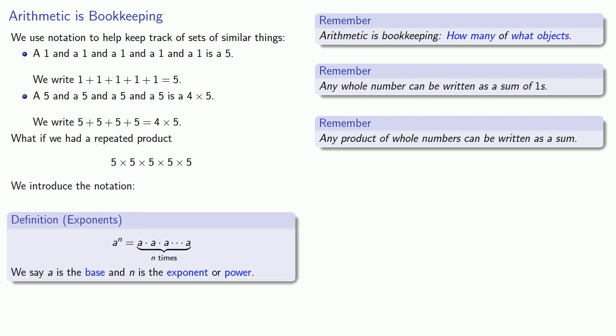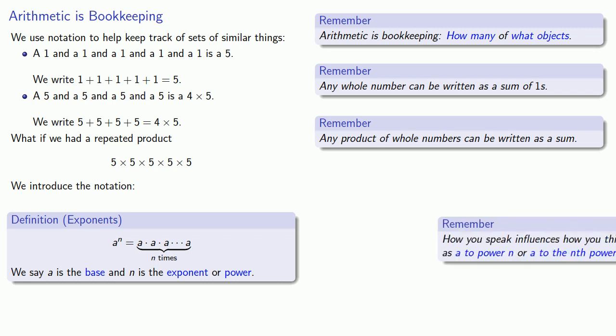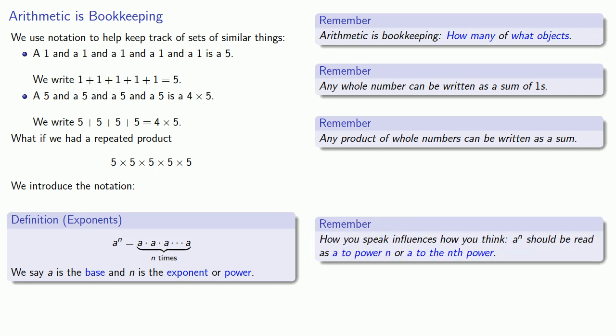If I have a repeated product, I can write this in exponential notation. A to the power n is the product of n a's. We say a, the thing that I'm multiplying together, is the base, and n, the number of times the factor appears, is the exponent or the power. And again, it's useful to remember how you speak influences how you think. This should be read as a to the power n or a to the nth power.